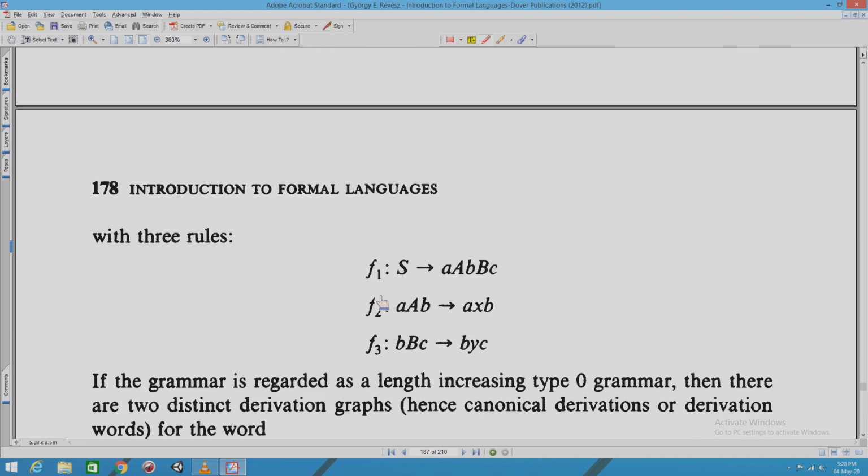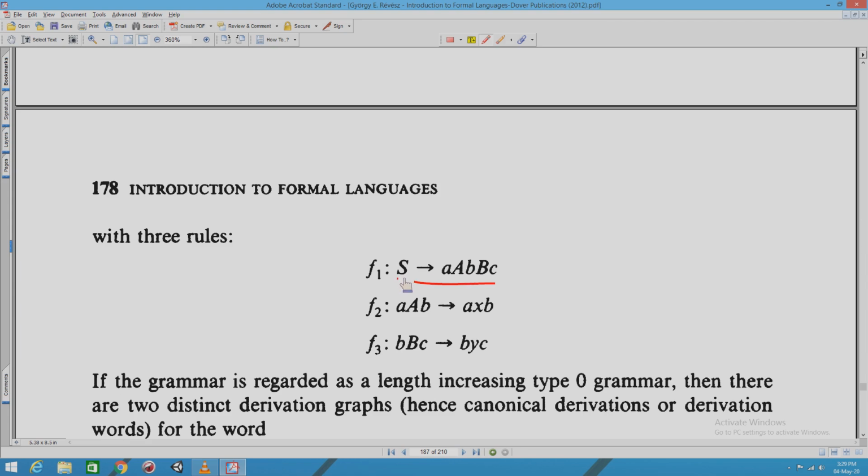Let's go into a bit more detail. Consider, for instance, a simple context sensitive grammar with three production rules, labeled F1, F2 and F3. The first production rule is this, meaning S can be replaced with it, and then the second and third production rules. Look at them carefully. First of all, look at F2. In F2, A is the left context and B is the right context. So A is replaced with X, and the left and right context are unchanged. Similarly, in this form, B is the left context, small b and small c is the right context, and this part of the string will be replaced with this part of the string.